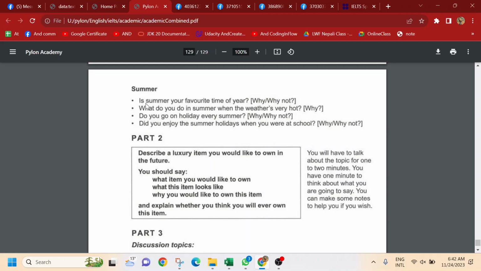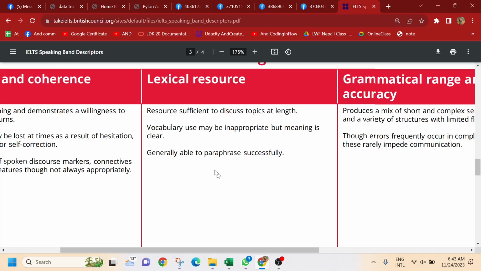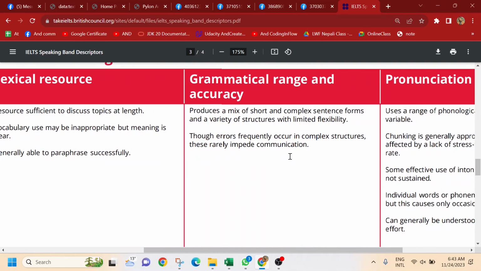Do not use the words asked by the examiner as much as possible. For example, what do you do in summer when the weather is very hot? And in your response, not like, when the weather is very hot, I eat ice cream. Instead: when the temperature goes up and I can't stay calm, at that time I go swimming, I have ice cream. So these would be better answers to respond. So paraphrase means that. So next, grammatical range and accuracy.